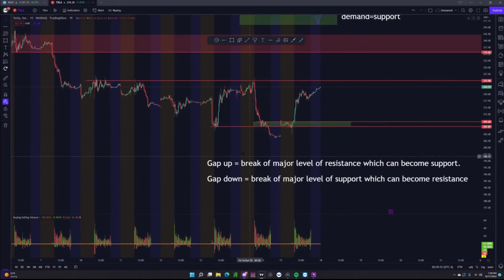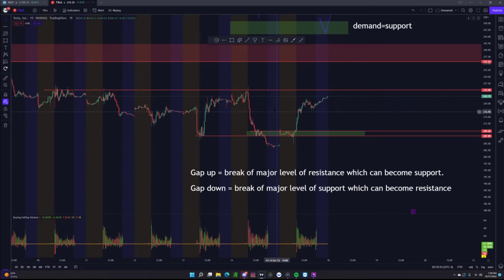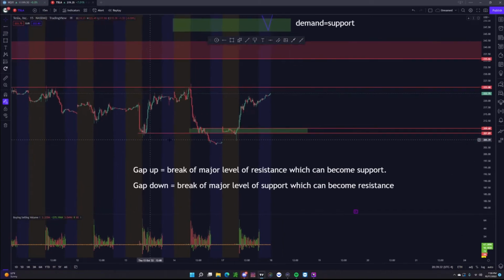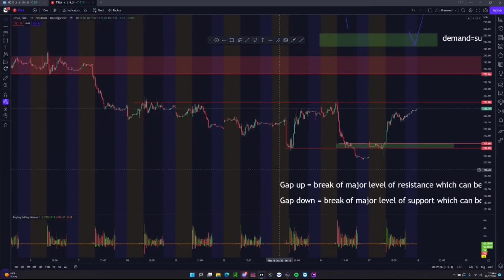Here's a little bit about gap ups and gap downs. I figured I'd include this in the lesson because you had a gap up here. You had a gap up, reclaim support and demand. Ultimately, you had a bunch of buying. That's a good thing. That tends to happen a lot when you're breaking major levels, right? We know that this is a major level on this support down here, so it tends to happen a lot on your major levels.